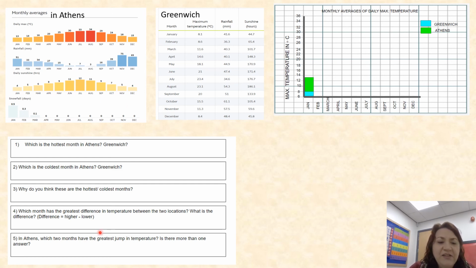To work out the difference, you find the higher temperature, which will be Athens, and take away the lower temperature, which will be Greenwich. Whichever has the most difference is the one you want. And in Athens only, which 2 months have the greatest jump in temperature? Is there more than one answer to that?